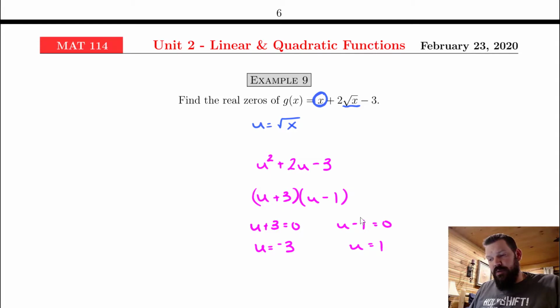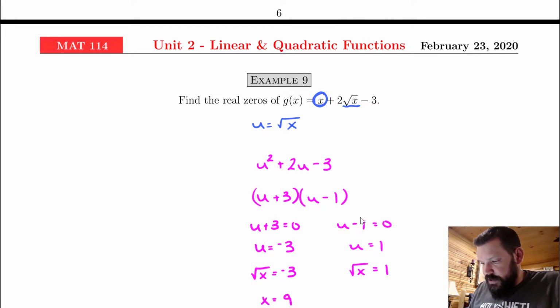Again, we're at a point where we have u is equal to square root of x, because our original function was in terms of x. So we need to go back to that original variable. So now we will replace u with the square root of x. And in both cases, to get x by itself, we would have to square both sides. So we get x is equal to 9 and x is equal to 1. And this will represent the two solutions for x plus 2 radical x minus 3.